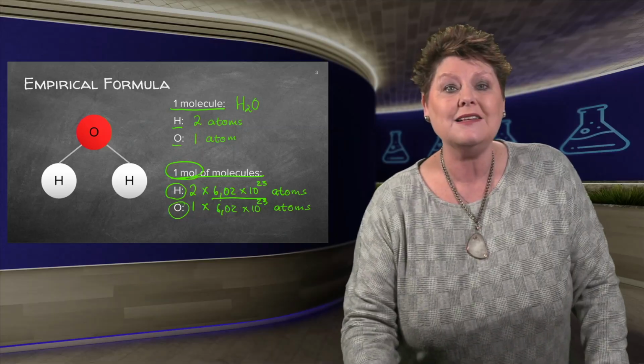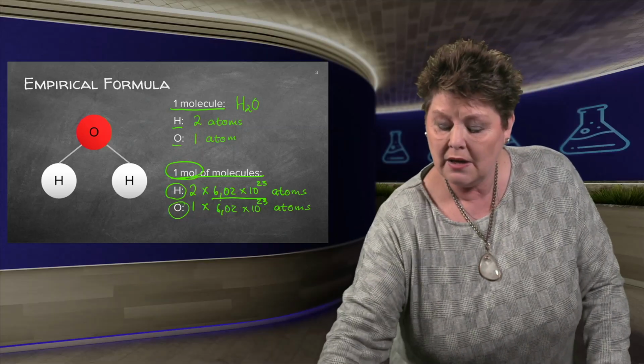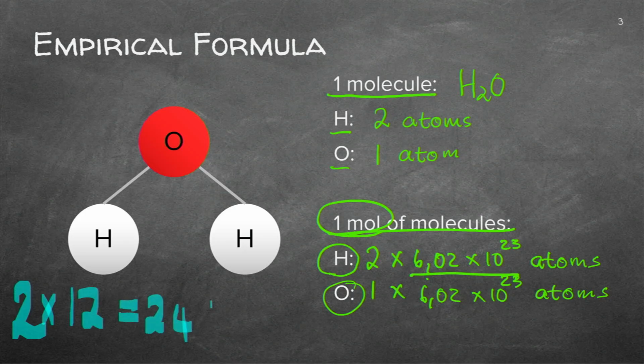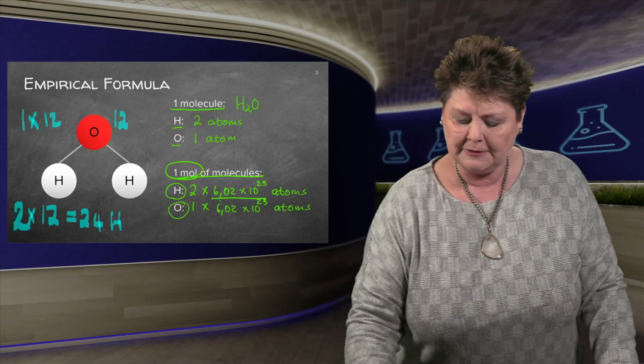I could have said a dozen. We don't work in dozen. But if I said a dozen, you know it would be something times 12. So then I would have 2 times 12, 24 hydrogen, and 1 times 12, which gives me 12 oxygen. So the mole is a very specific number.